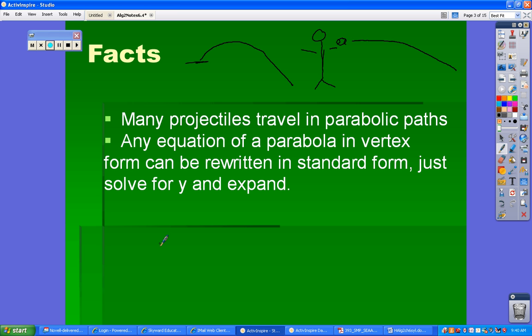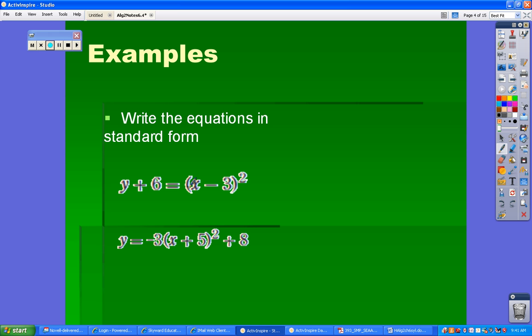Any equation of a parabola in vertex form can be rewritten in standard form. All you have to do is algebra. You just have to solve for y. So you have to expand the binomial squared and combine like terms. So that's what we're going to do first. We're going to write these equations that are in vertex form in standard form. So the first thing you need to remember is that (x minus 3) squared is the same thing as (x minus 3) times (x minus 3).